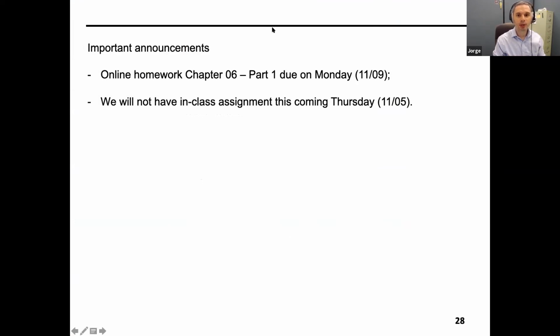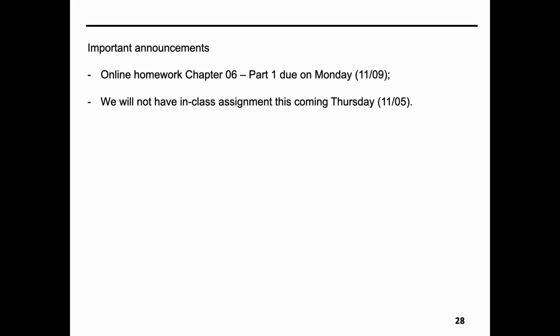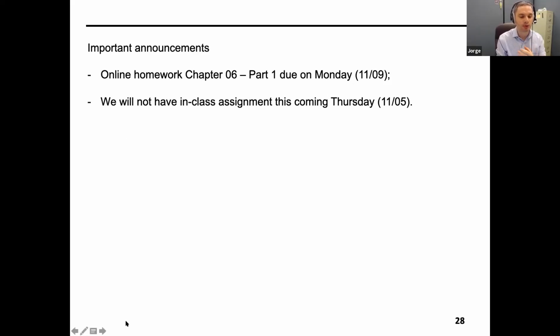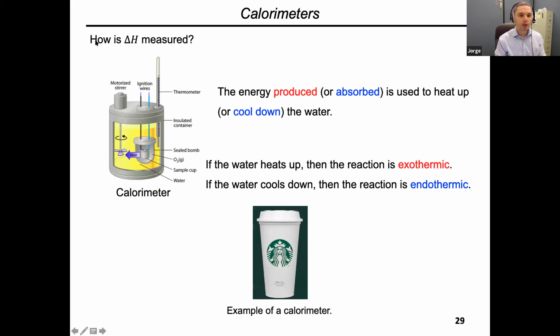All right. With that being said, let's move on and finish chapter number 6. We don't have much left. For today, we will talk about how to experimentally measure delta H for reactions. And we will cover a little bit of fuels, the advantage of each kind of fuel, and what's involved when we choose a fuel. Starting here, how to measure delta H in the lab.